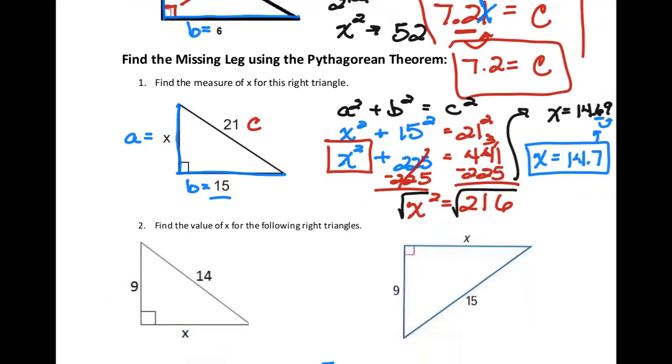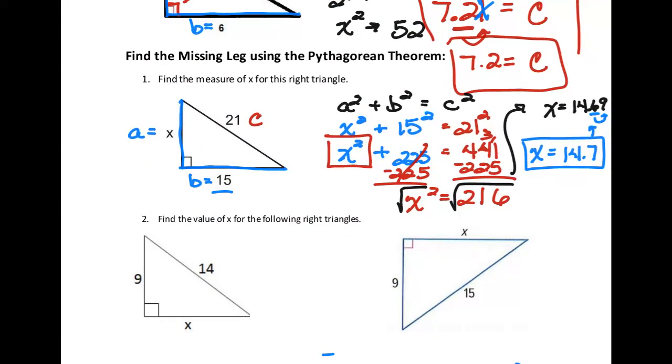Now, check and make sure, because if this is 14.7, it has to be smaller than your hypotenuse. The hypotenuse, remember, is the longest side. So make sure that your two legs are both smaller than that third side. Okay? Got to make sure of that. Please, let's copy this down.